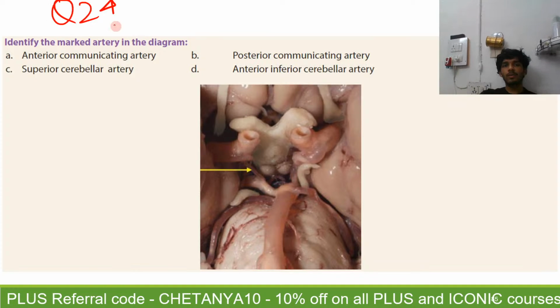Last question for today, question number 24. Identify the marked artery in the diagram. A marked artery. I don't know if you can make out what this is. First of all, is it the internal carotid artery, or is this the middle cerebral? Identify the marked artery in the diagram.